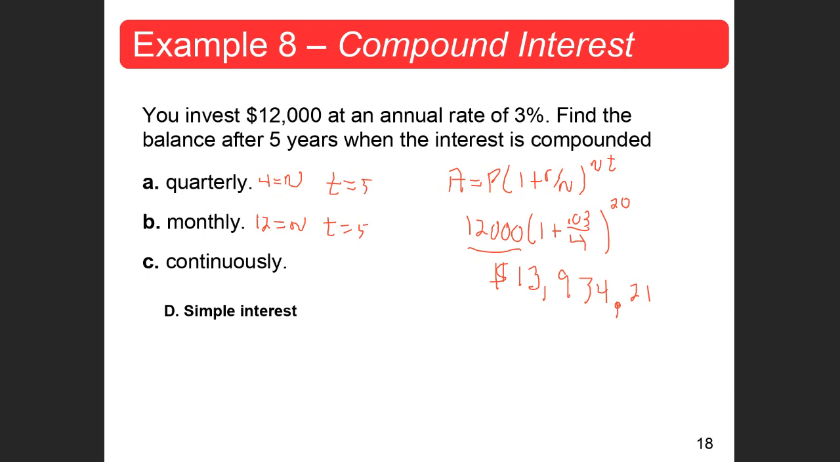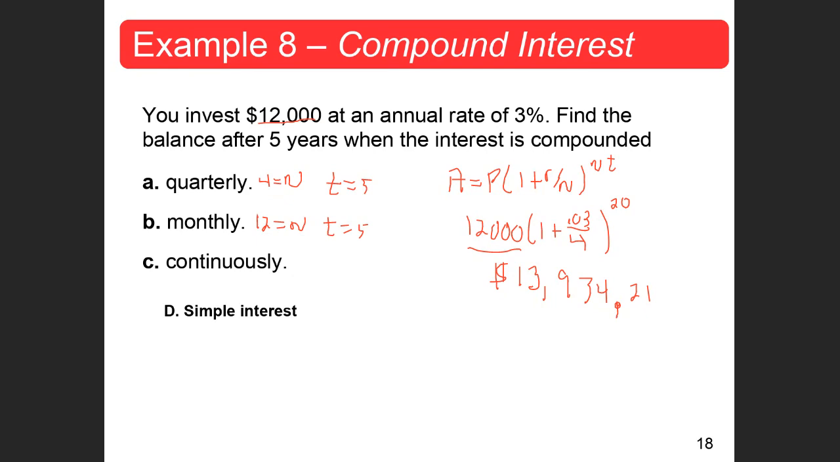So what they're saying is if you put $12,000 into the bank, after 5 years at a 3% interest rate, you would end up with $13,934. So how much interest did you gain? Well, you take the original amount, because you already started with that, and you subtract it. So you ended up with almost $2,000 worth of interest in 5 years. That's how it works.